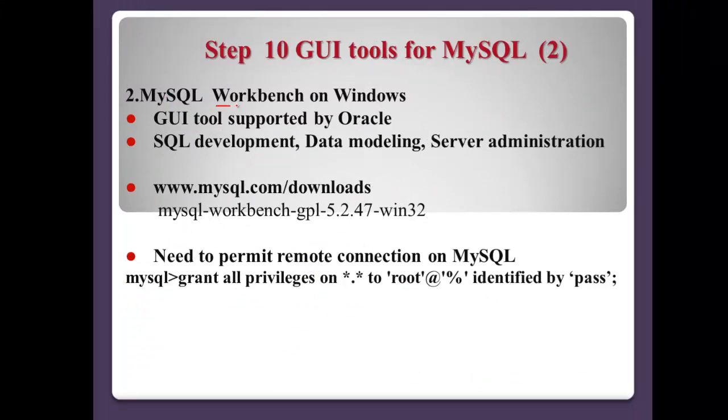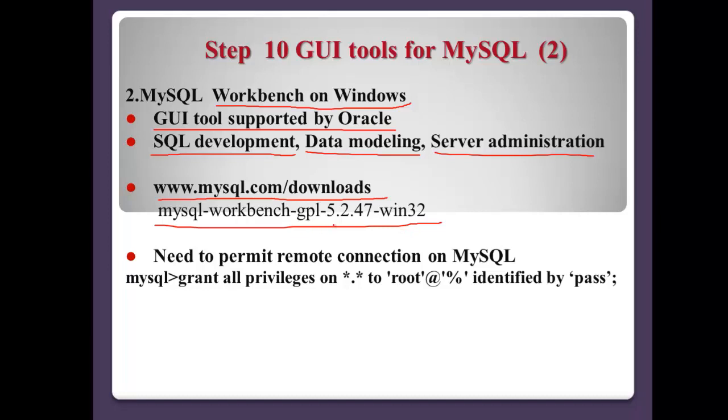Now, step 10, GUI tools for MySQL. The second GUI tool is Workbench. Here I will show you how to use Workbench on Windows. This GUI tool is supported by Oracle. If we install this tool, we can use SQL development, data modeling, and server administration. To download this program, we have to visit mysql.com, downloads, and download MySQL Workbench GPL. But to use MySQL Workbench, MySQL needs to permit remote connections using this command: grant all privileges on *.* to root@'%'. The percent sign means remote connection, identified by a password, like this.